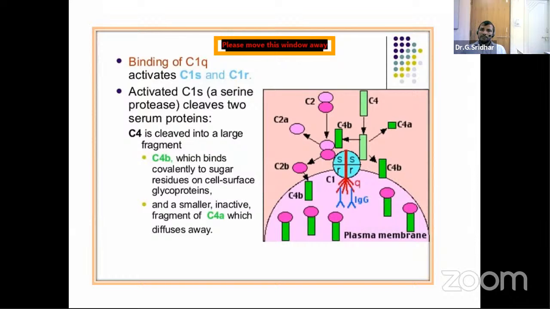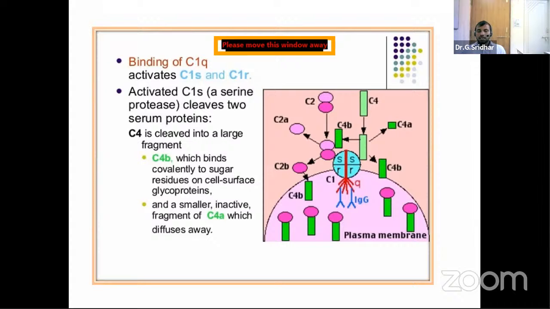The complement system augments the clearing of antigens. It is especially used by antibodies or immunoglobulins in the process of clearing antigens or pathogens. There are three types of pathways in the complement system: the classical pathway, the alternative pathway, and the lectin and mannose pathway. Why are we calling it the classical pathway?